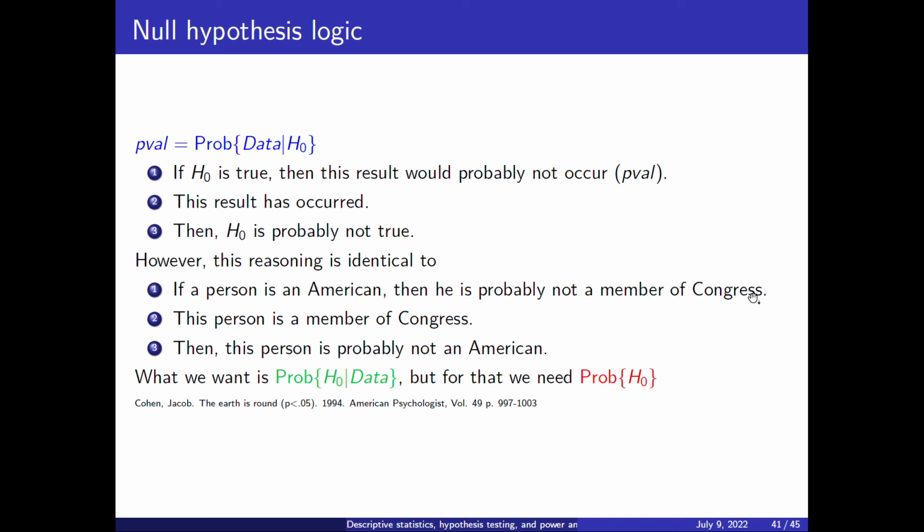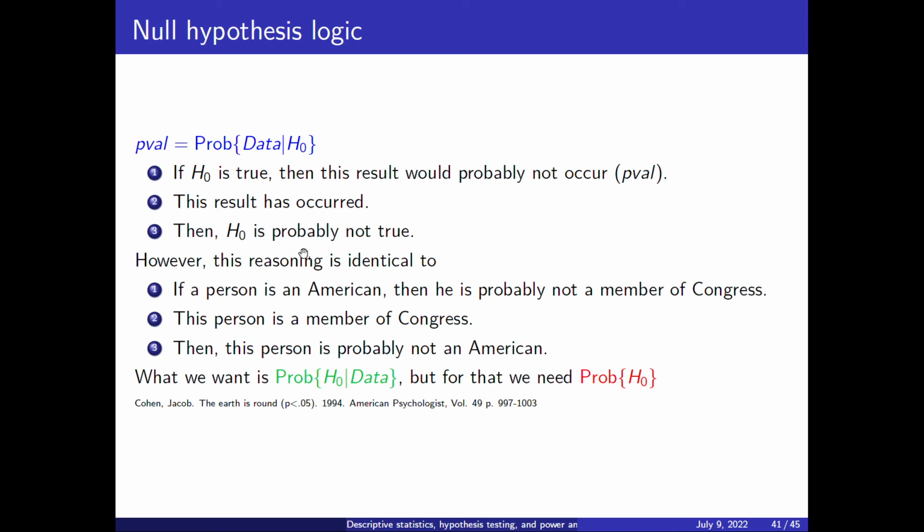So there are very few Americans that are members of the Congress of the US. And okay, this person is a member of Congress. I have observed this result. So this person is a member of Congress, then this person is probably not an American. It is the same kind of reasoning that we are doing with the null hypothesis.